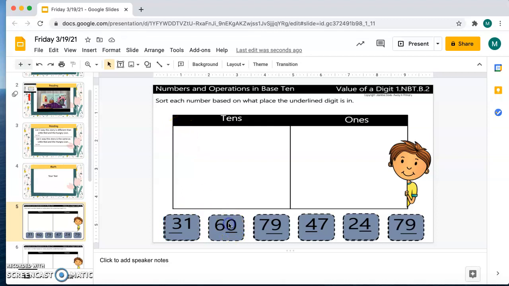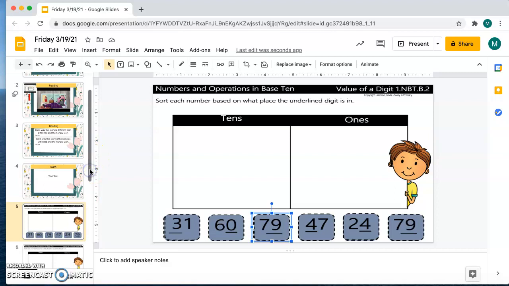I will tell you that for some reason, this box right here, 60, this one will not move. I'm not sure why, I just noticed it. So don't worry about 60, okay? But for the rest of them, you'll move them if it's underlined in the 10 spot. So if the 7 were underlined, I would put it right here. And the 9 is underlined, so I'm going to put it over here. So you'll go through and you'll sort those, putting them in the tens and the ones.